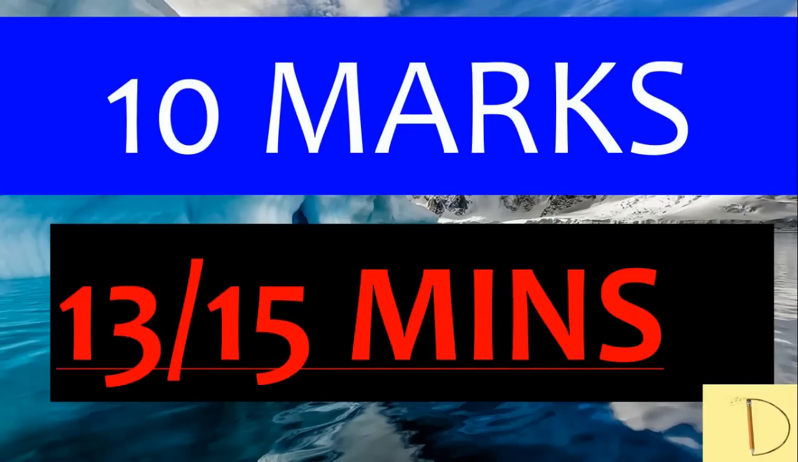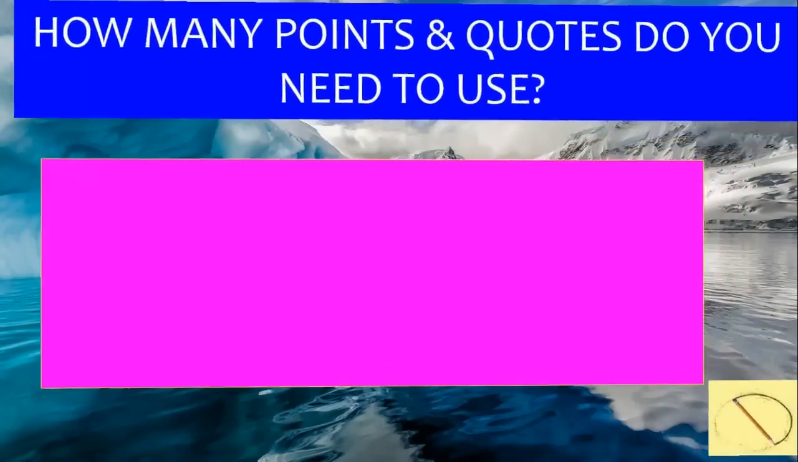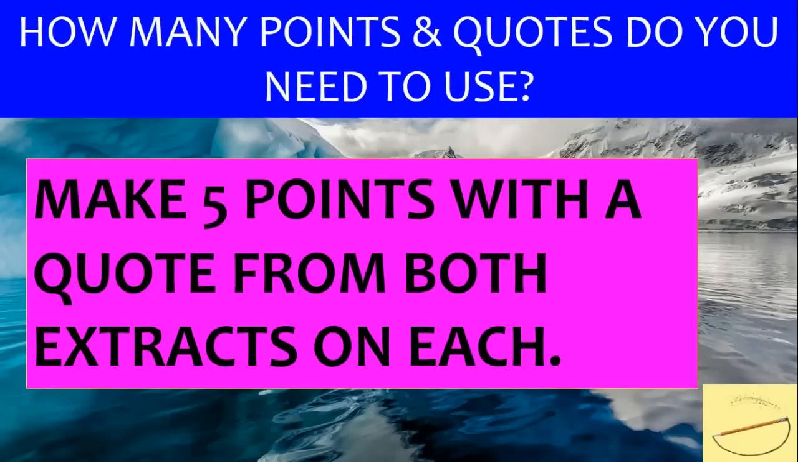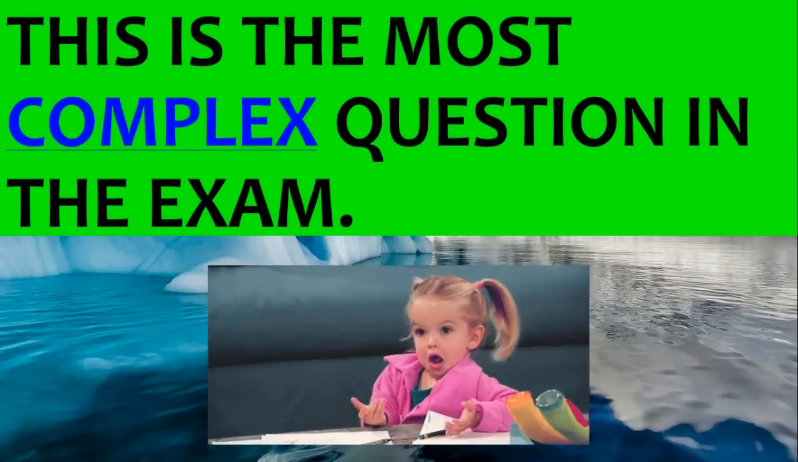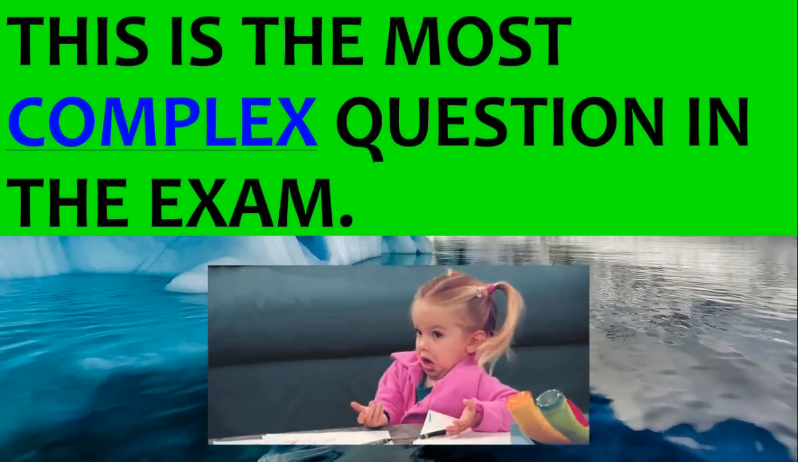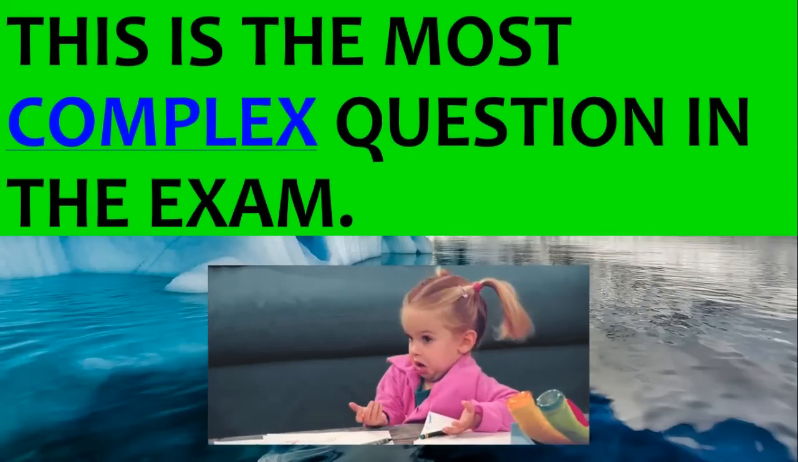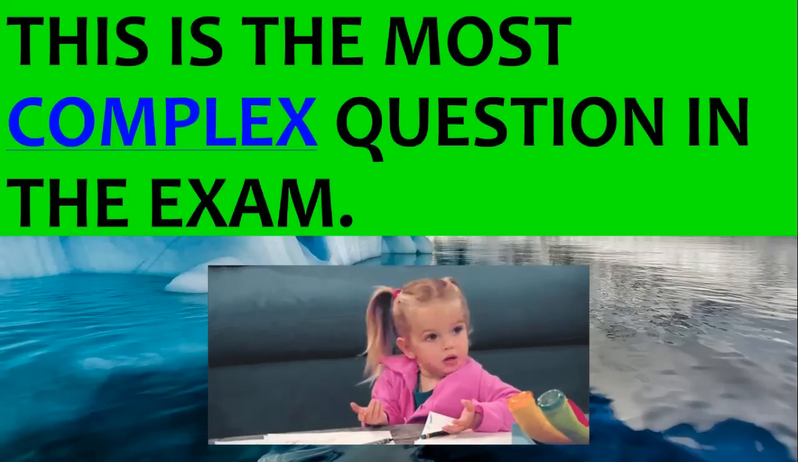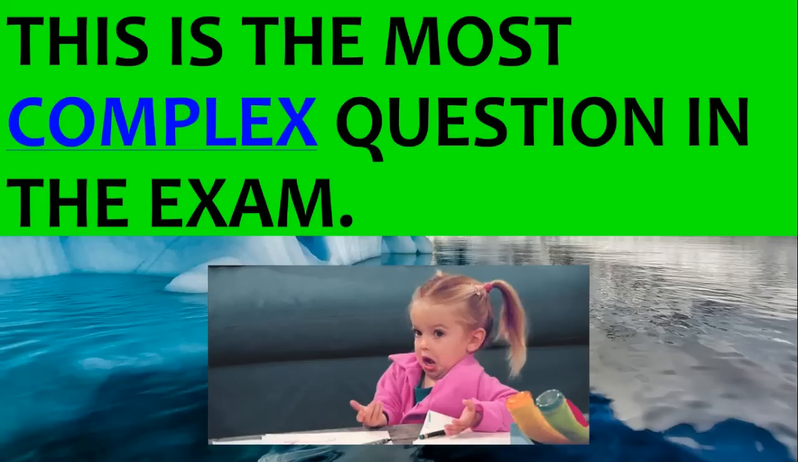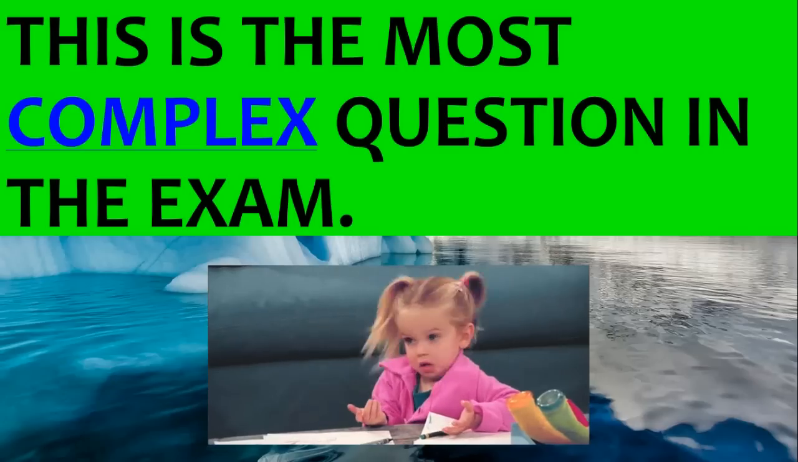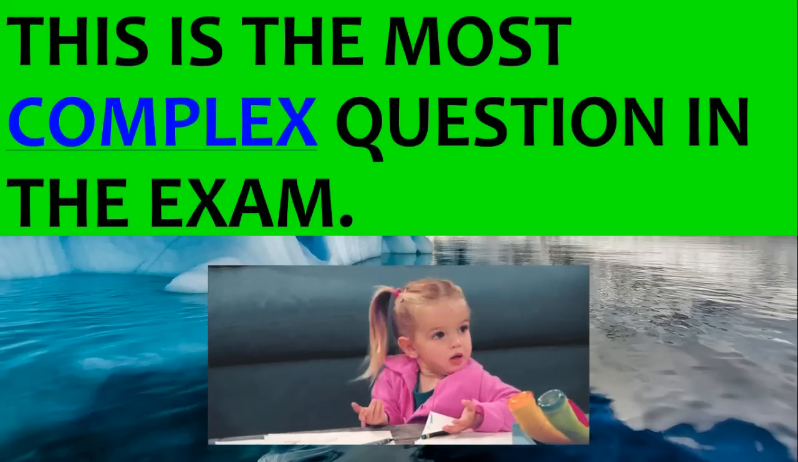So like I said, it's 10 marks, so that means you should be spending about 13 to 15 minutes. How many points and quotes? So we said you make 5 points with a quote from both extracts on each of the points. I would say this is the most complex question in the exam because it's a mixture there. We've got the how question, but we've also got to get a bit of information retrieval in there. So I'd say it's the toughest one. It's the last question in the exam, which on average students do the worst on, but it's through time management. So you've got to make sure you give yourself 15 or 16 minutes to answer this question.